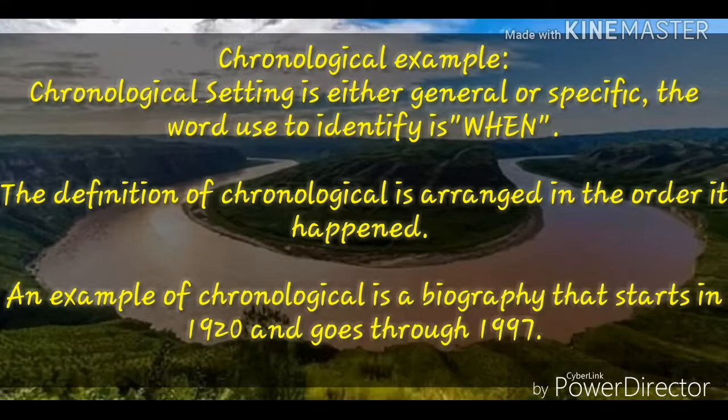Chronological example. Chronological setting is either general or specific. The word used to identify is when. The definition of chronological is arranged in the order it happened. An example of chronological is a biography that starts in 1920 and goes through 1997.